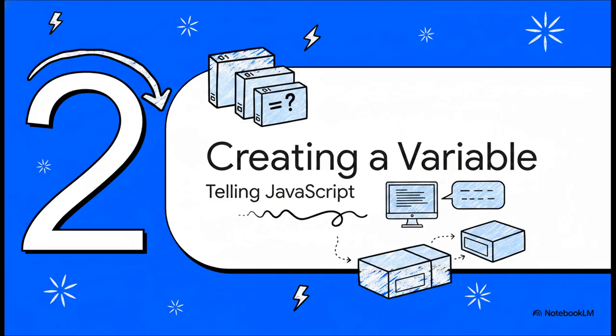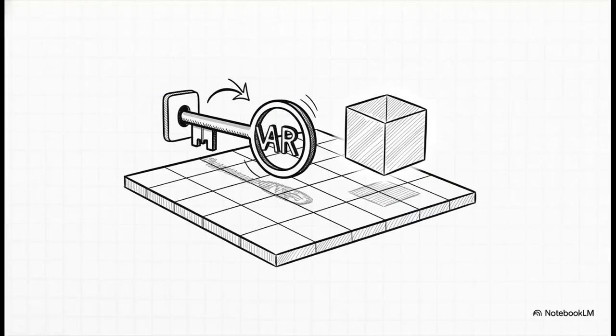But how do we actually tell JavaScript that we need one? How do we create, or as programmers say, declare a variable? Let's walk through it. In JavaScript, there are these special reserved words that act as commands. For a long time, the main command to create a variable was the keyword var. Now, you'll still see var all over the place in older code, but these days you'll mostly see let and const. But for now, let's just stick with var to understand the basic idea.